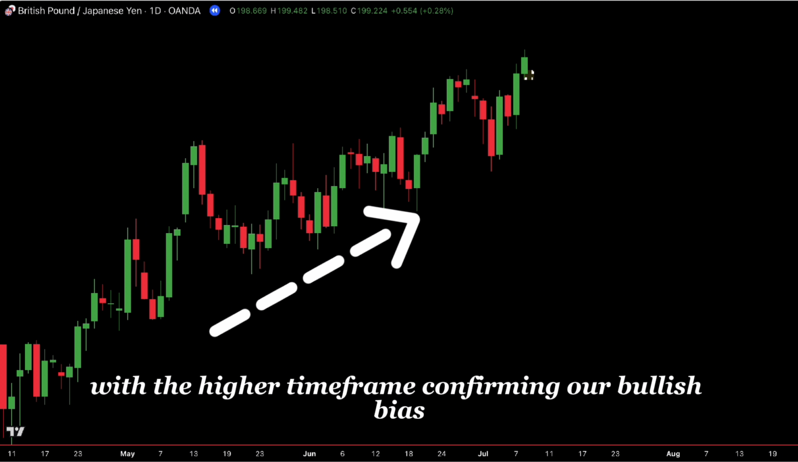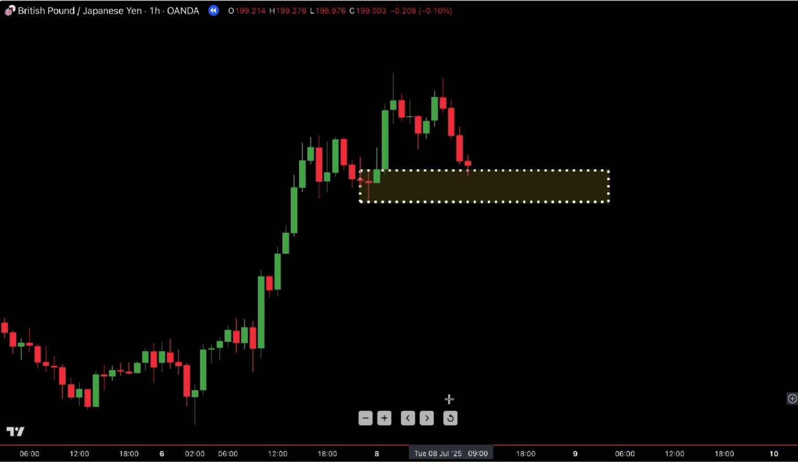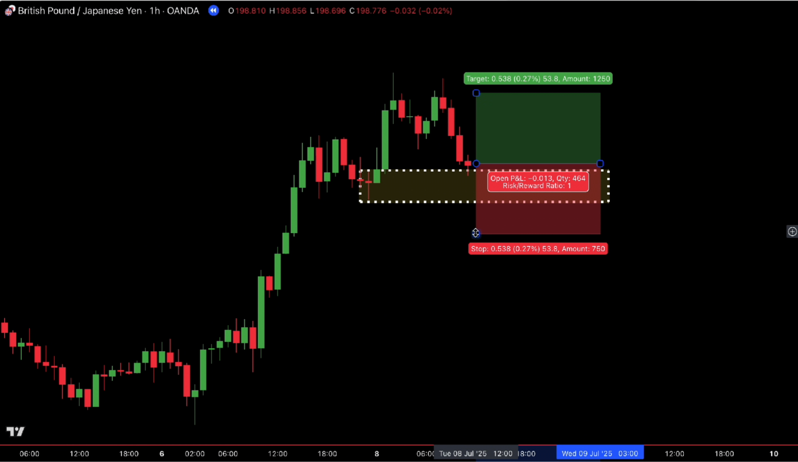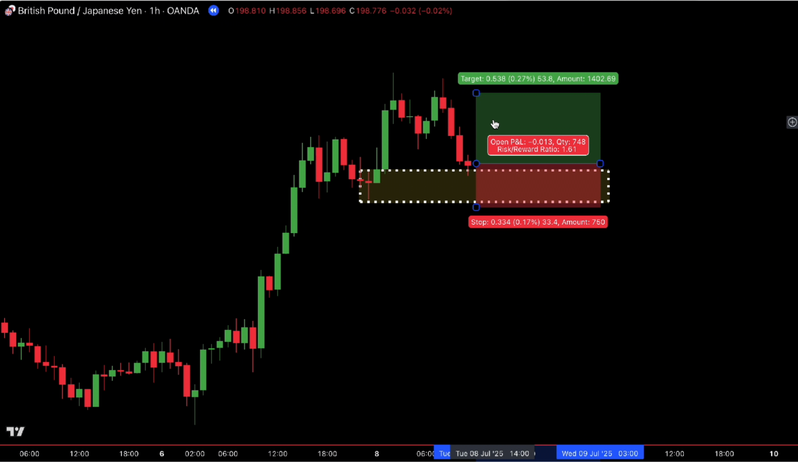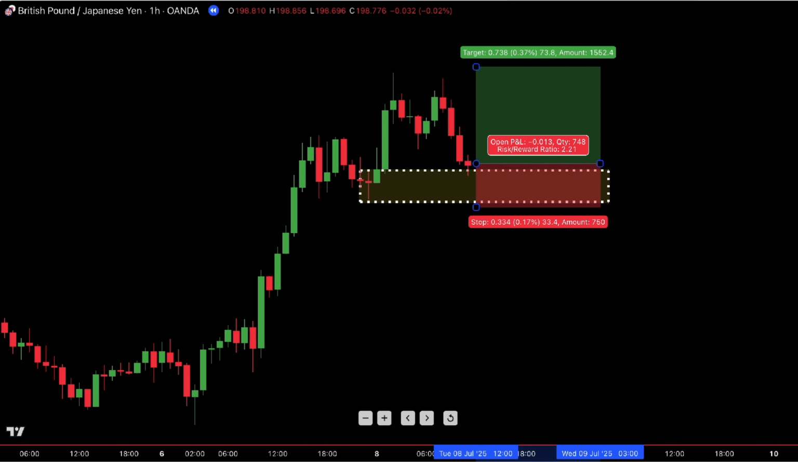With the higher time frame confirming our bullish bias, we return to the 1-hour chart and plan our trade. Entry: at the close of the pin bar. Stop loss: below the low of the order block. Target: a minimum reward to risk ratio of 2-to-1. At this point, there is nothing left to do except let the market play out.